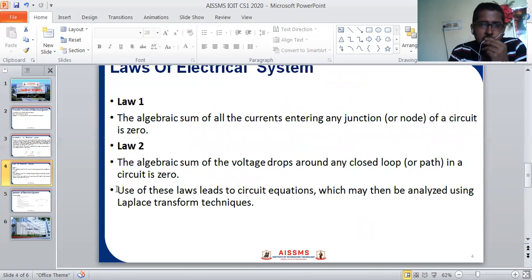Now the laws of electrical systems. There are two different laws, law 1 and law 2. The first law states that the algebraic sum of all the currents entering any junction is 0. Law 2 states that the algebraic sum of the voltage drops around any closed loop path in a circuit is 0. Using these two laws in the circuit equation, we find the Laplace transformation as well as the transfer function of that electrical system.